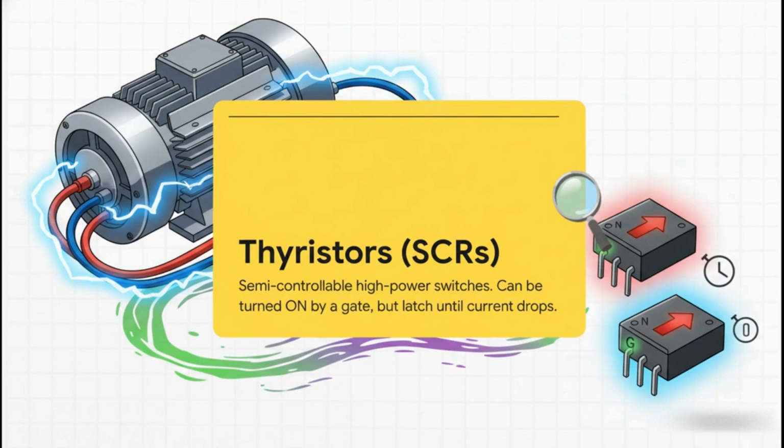Then you have the big guns. Thyristors, also called SCRs. These are for when you need to control a ton of power. Think giant industrial motors, high voltage power lines, that kind of thing. They're what we call semi-controllable.